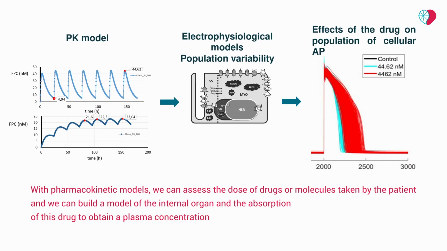The first step would be to build pharmacokinetic models of drugs so that we can assess the free plasma concentration of the drug, and then we can integrate this concentration, this model, into electrophysiological models and electromechanical models of cellular activity. And so with these simulations, we can have the outcome, the effects of the drugs on these cellular simulations.